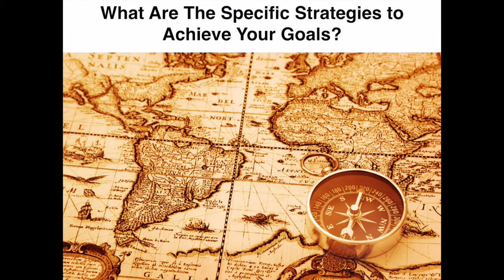Have a look at that image on your screen now. It's that old style map of the world with a compass. For me, this represents the detail and the vastness of all the opportunities and issues we have to consider when we are organising ourselves around identifying the specific strategies that are necessary to achieve our goals.